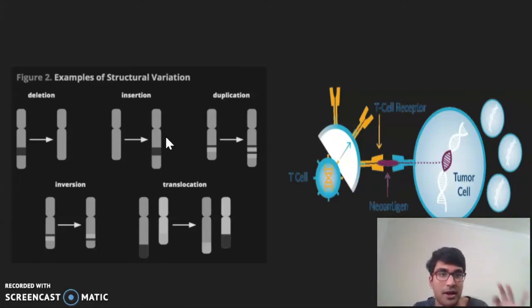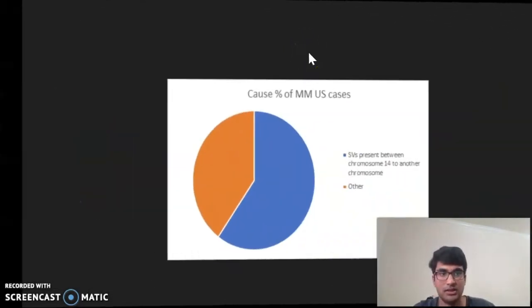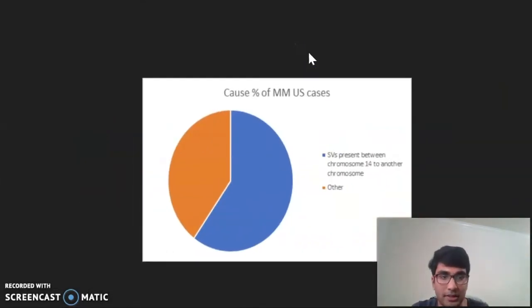Most research done so far has been on small variants of a few base pairs. However, research regarding large variants, known as structural variants, is a decade behind. Structural variants play a large role in multiple myeloma, as 60% of multiple myeloma cases are attributed to structural variants between chromosome 14 and another chromosome. It is important that we develop tools to detect structural variants specific to each patient's tumor.